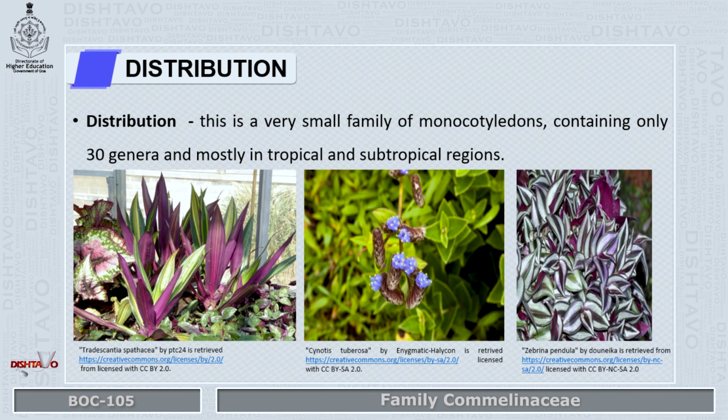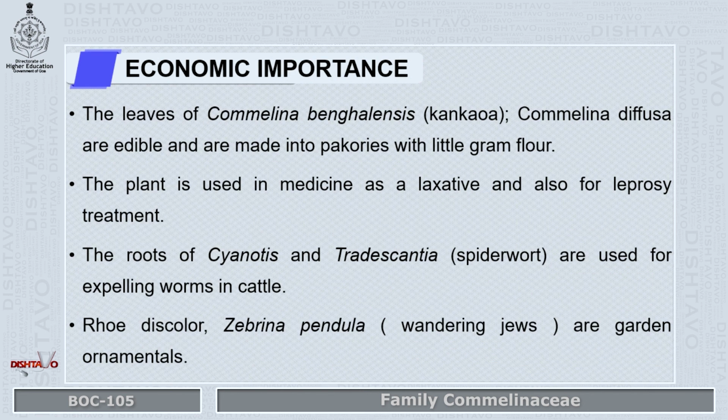Distribution of this plant. This is a very small family of monocotyledons containing only 30 genera, mostly in tropical and subtropical regions. You can see that this is the Tradescantia plant, this is the Cyanotis plant, and the third is the Zebrina plant. Mostly these plants are ornamental in various gardens.